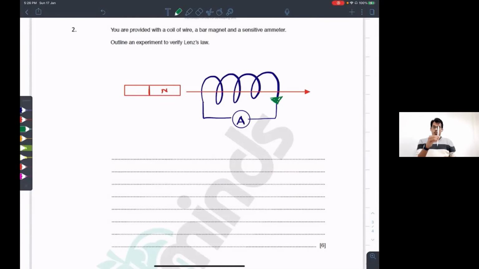When current is in downward direction, thumb is in downward direction, the field is clockwise. I hope you remember this rule. In the same lecture, if I'm not wrong, I did explain how to find the magnetic field of a current carrying solenoid.